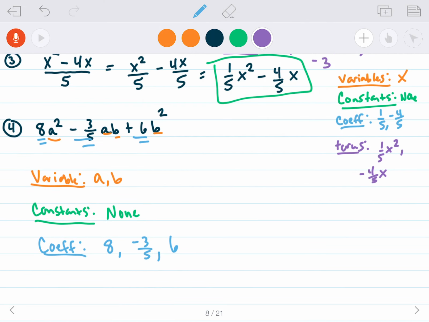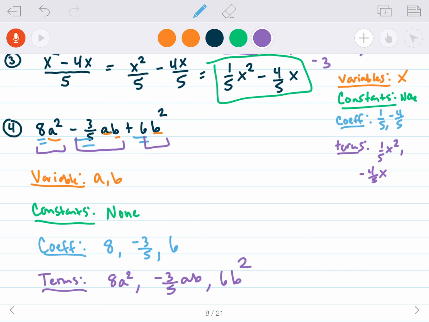Our terms are anything separated by addition and subtraction signs. So our first term is 8a squared, then comes a minus, which signifies the end of the term. Second term, remember this is the same thing as plus negative 3/5 ab. So our second term is negative 3/5 ab. That's all attached with multiplication. Then comes a plus, and that's how we know to end it there. After the plus sign comes 6b squared. So that is our last term. So those are our three terms.